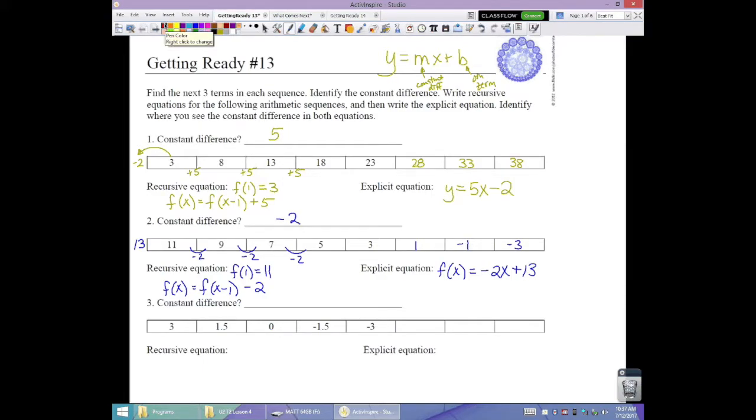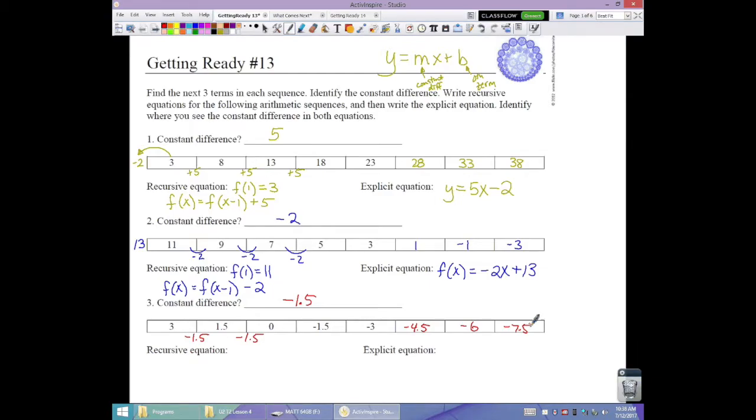And number 3. This one is going down. The numbers are getting smaller, so I know I'm subtracting or adding a negative. From 3 to 1.5 goes down 1.5. From 1.5 down to 0 goes down 1.5. So our constant difference is negative 1.5. To continue this pattern, from negative 3, subtract another 1.5 is negative 4.5. Do it again, negative 6. Do it again, negative 7.5.